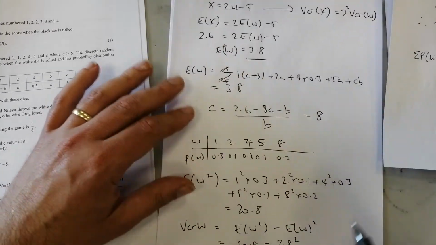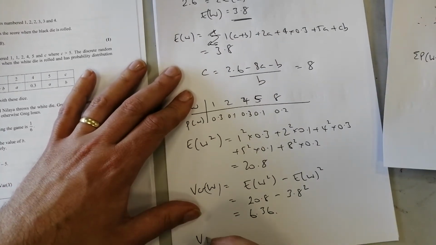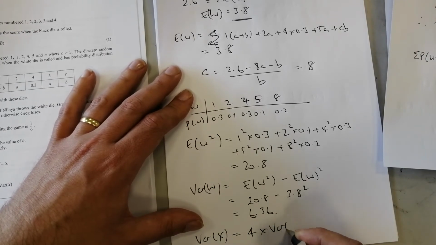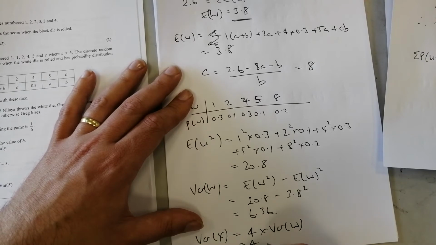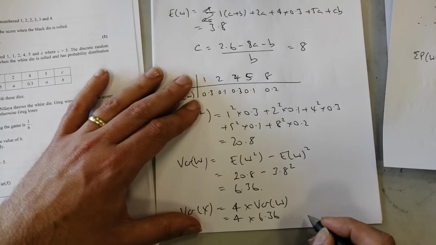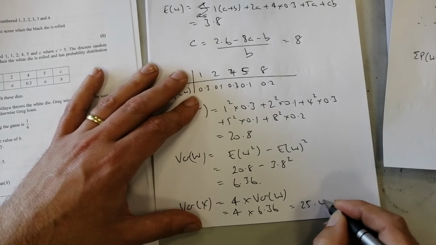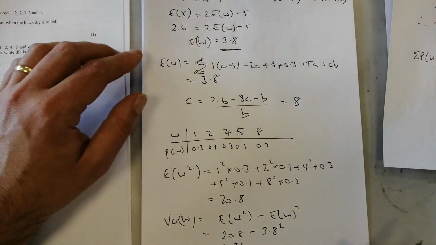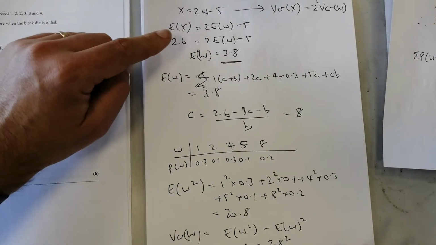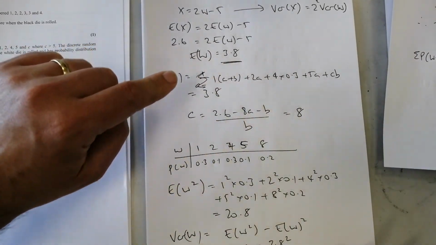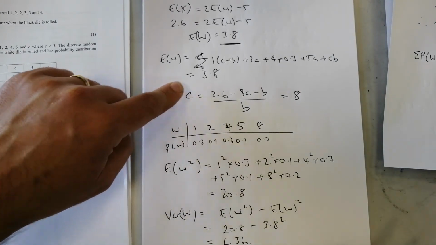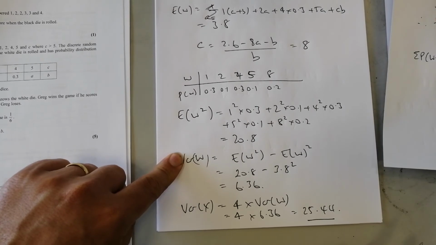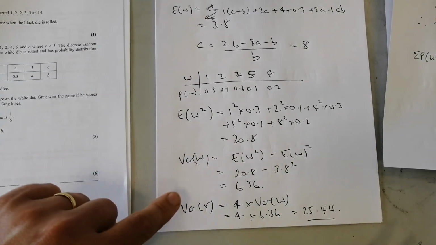And then using our coding idea, that's going to give us the variance of x is 4 times the variance of w, 4 times 6.36, which is equal to 25.44. It's an involved question, this one. Find E(w), use E(w) to work out what c is. Once you know what c is, work out E(w squared). Once you've got E(w squared), work out the variance of w. Once you've got the variance of w, then you can use coding to work out the variance of x.